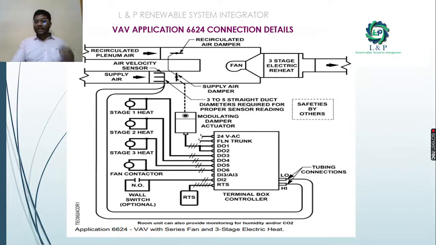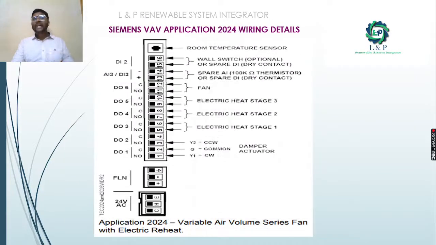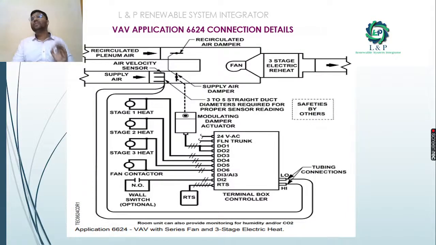And most importantly, when we discuss application 2024, it is important to discuss another application, which is the 6624 application, because both controllers are going to perform the same application. 2024 is the older controller. Now the advanced version is 6624. There is not much difference. Only the software updates and enhancements will be there, but the application is going to be the same. Here also we have the modulating dampers, a 3-stage electric reheat option, the RTS connections, and the air velocity sensor we are connecting.